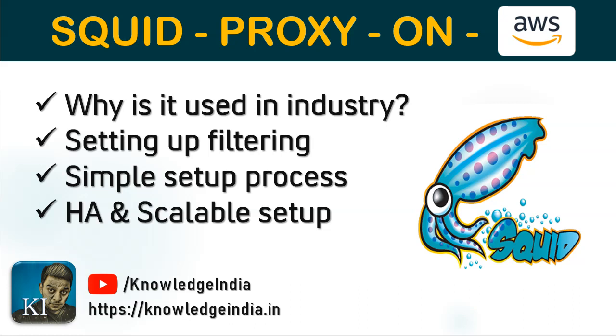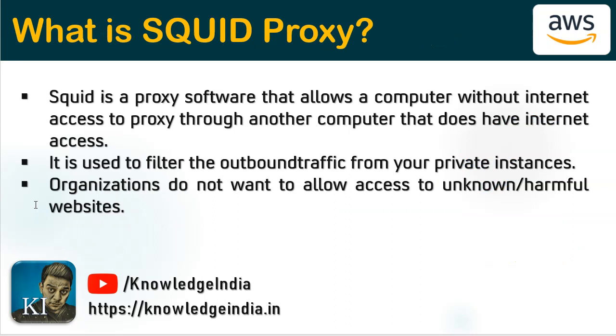AWS environment. Okay, so first of all, the important point is why do we need SQUID proxy? SQUID is a proxy software, and what it does is it allows a computer without internet access to proxy through another computer that does have internet access. If you try to relate this, it is the same as your NAT gateway or NAT instance. If you remember, when you have private machines within your VPC which cannot directly reach out to the internet, they go via NAT instance or NAT gateway, isn't it?